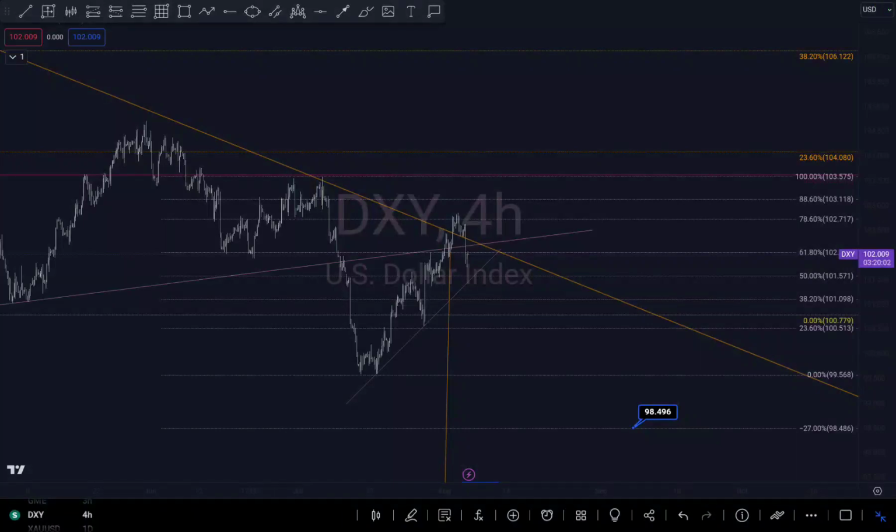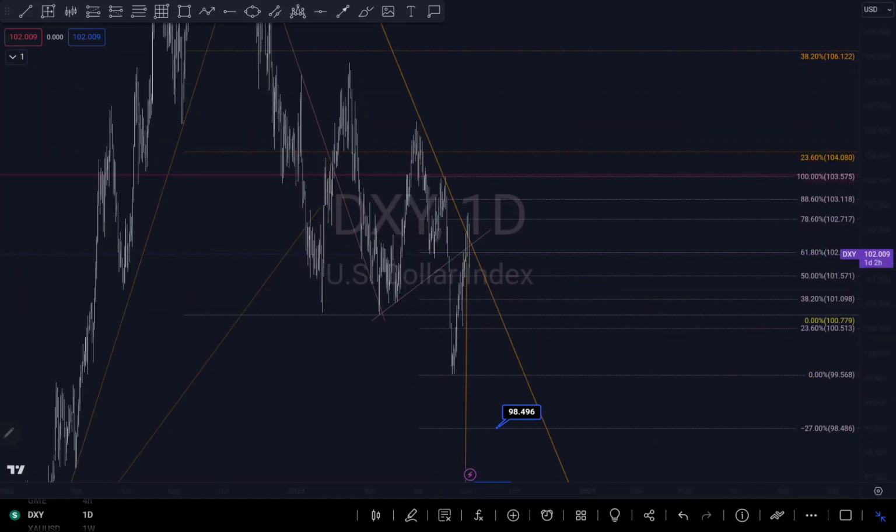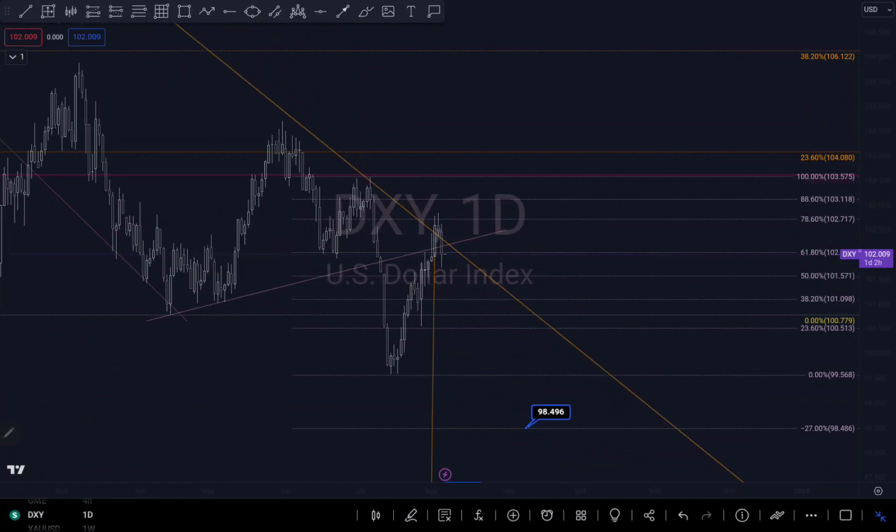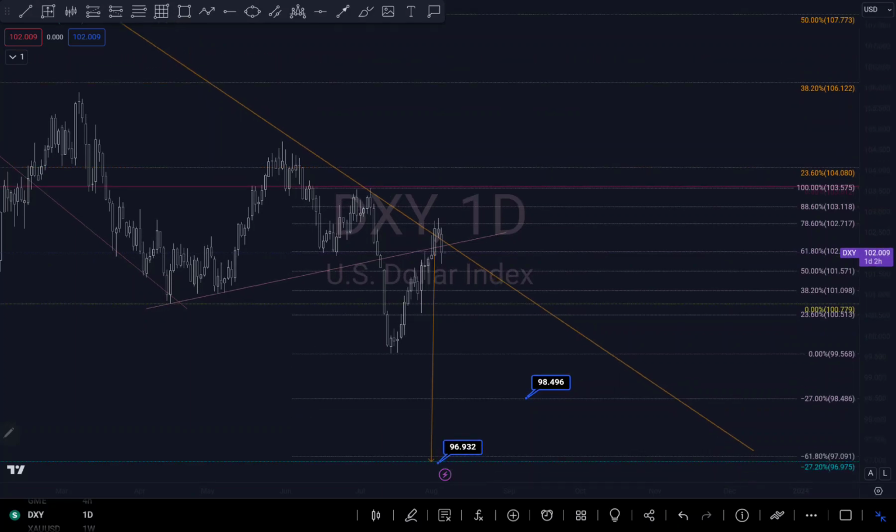Hi guys, so this is my analysis on the XY. I'm expecting the XY to push to the downside. If you watched my previous analysis on the XY, I said I'm expecting the XY to push to the downside, and I think the XY was around here, and I said I'm expecting the XY to at least come to my 61.8% fib level around that area before we continue to push to the downside.